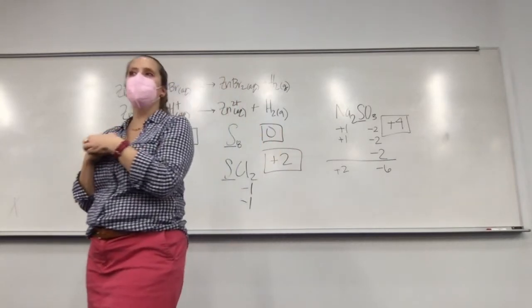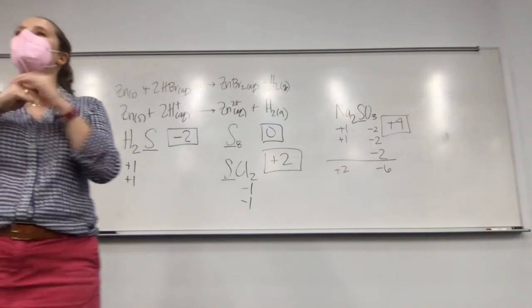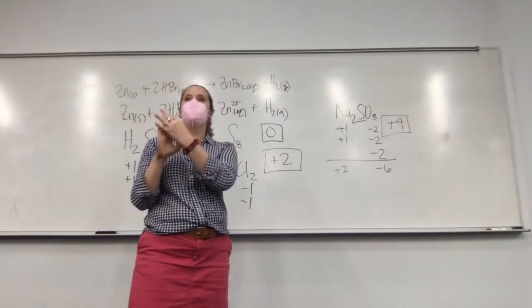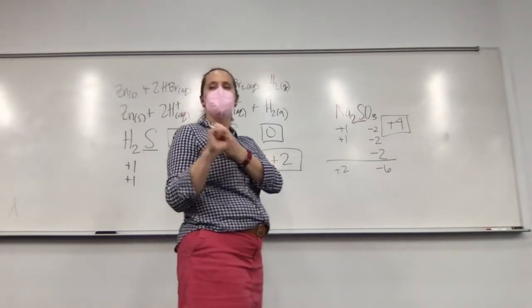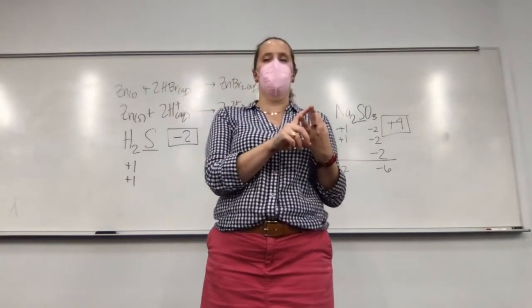Then we're going to calculate enthalpy, which is basically how much heat or energy it takes to run a reaction. Then we are going to look at 3 different ways to calculate the change in enthalpy: calorimetry, Hess's law, and heats of formation.